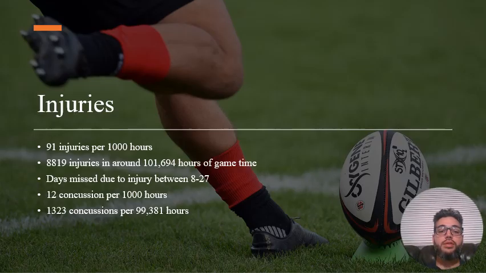Days missed on average can range between 8 to 27 days, depending on the severity of the injury. And looking at the concussions again, it's around 1,300 concussions per 100,000 hours, so it's pretty high up there.